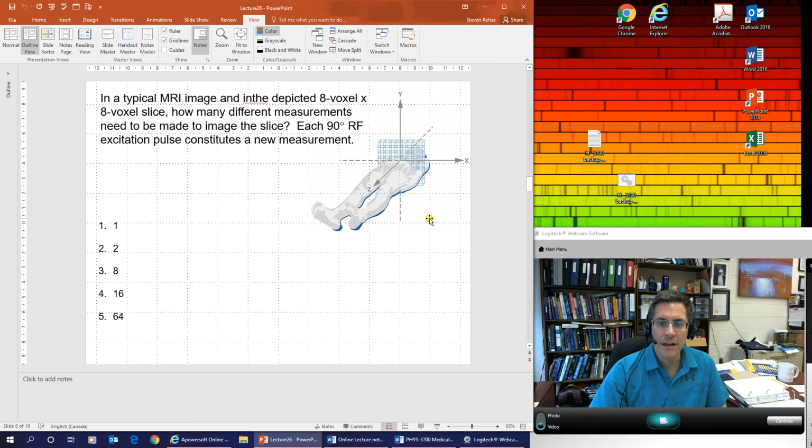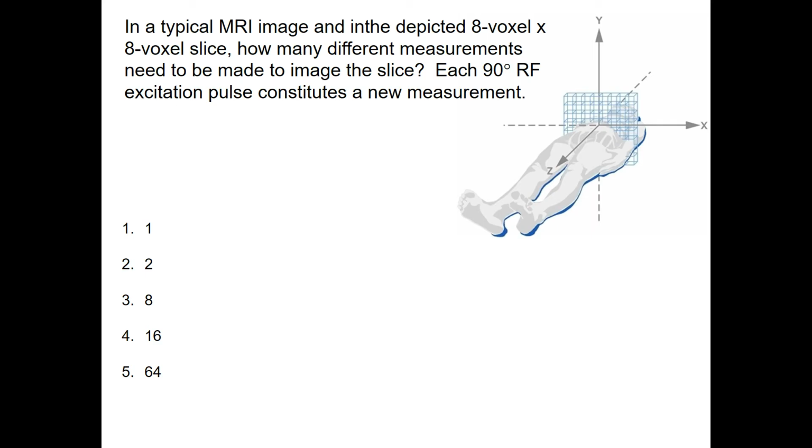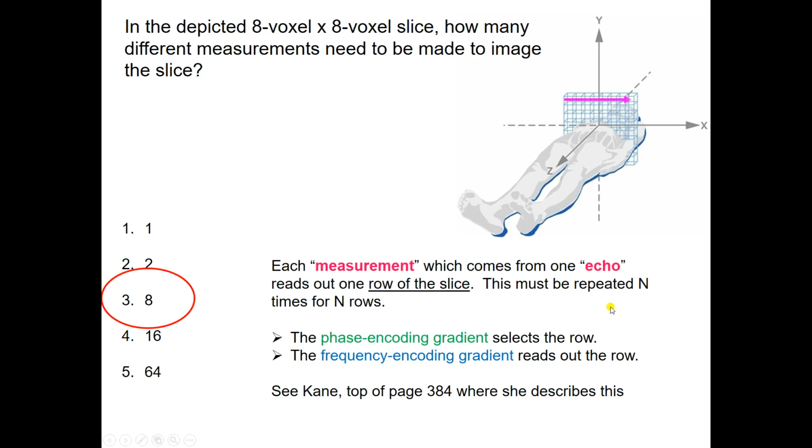Okay, welcome back. Let's see if you are ready for that. Let me see if I can maximize this on full screen because there may be an animation here. There we go. Let's watch what happens here. So each measurement comes from one echo, which reads out one row of the slice. So the answer is 8, right?